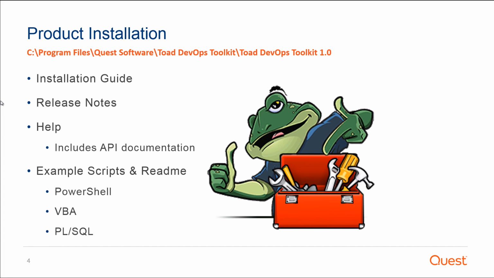So now you've successfully installed Toad DevOps Toolkit onto your Windows computer, you'll be able to access some resources directly from the installation folder, as you can see here, including more detailed information about installation, release notes, as well as example scripts which show you how to drive Toad DevOps Toolkit using scripts. In the second part of this video series, we'll talk about how to actually activate the license in order to get you started using Toad DevOps Toolkit.